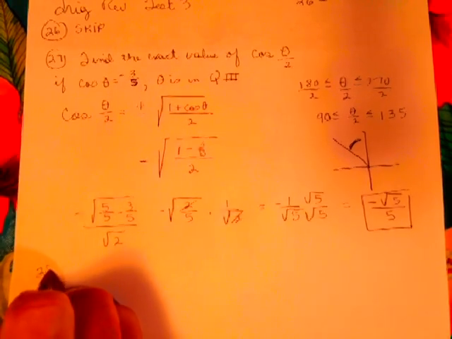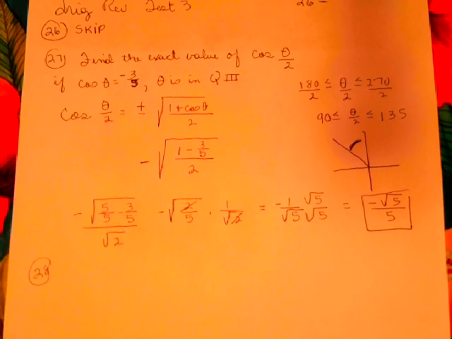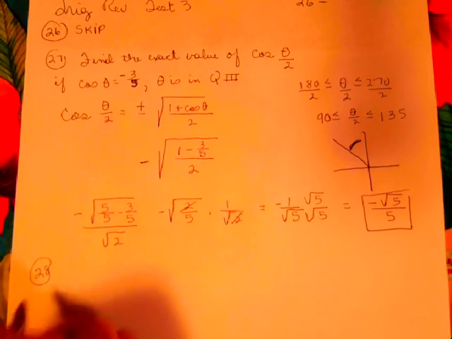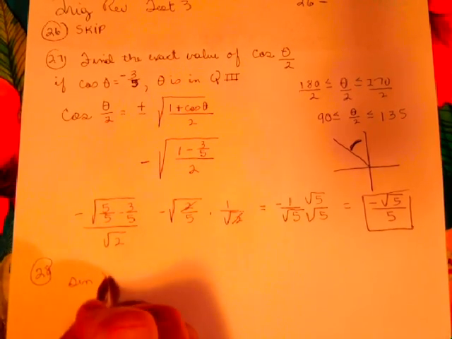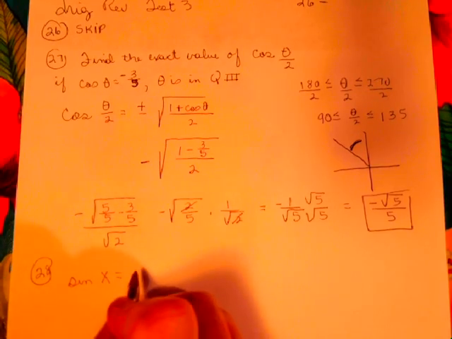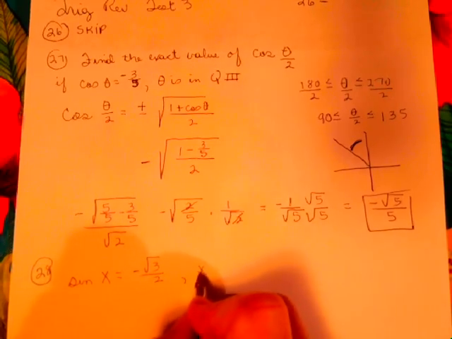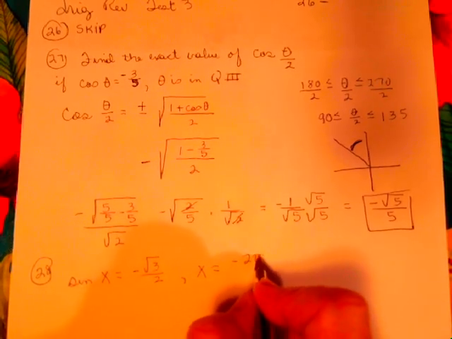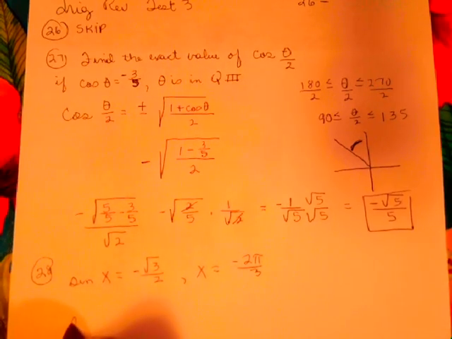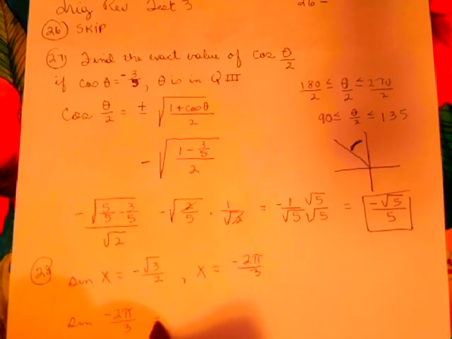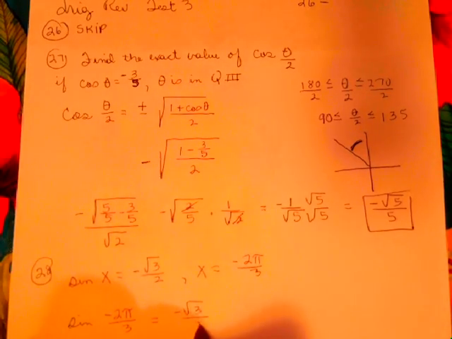Number 28. Use substitution to determine whether the given x value is a solution of the equation. This is like a true-false or a yes-no. They're telling me the sine of x is negative square root of 3 over 2. Is that true if x equals negative 2 pi over 3? So this is what they're saying. Does the sine of negative 2 pi over 3 equal negative square root of 3 over 2?